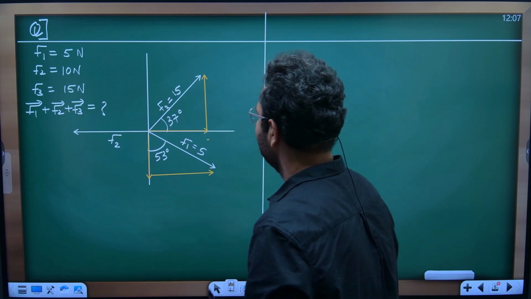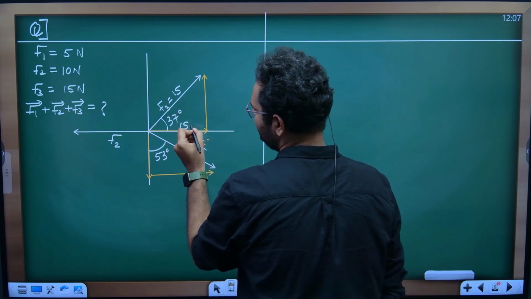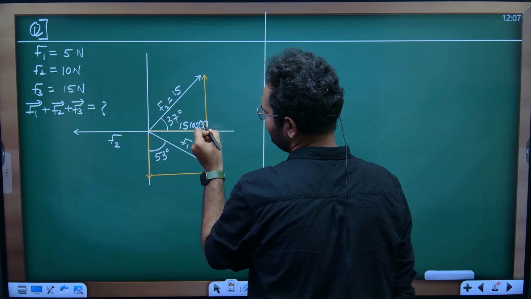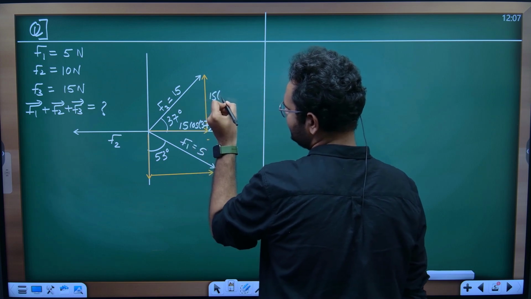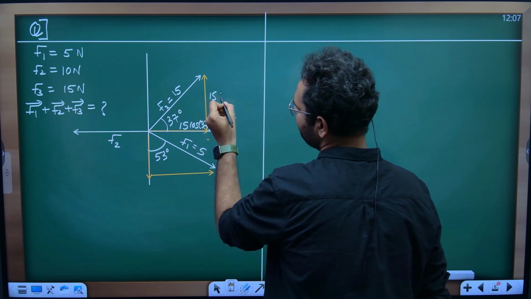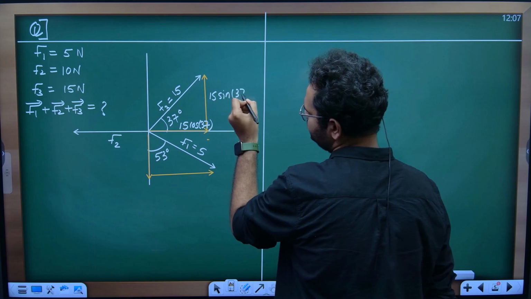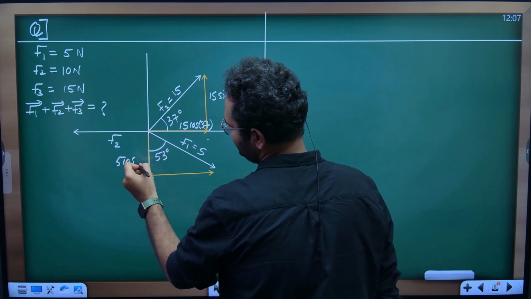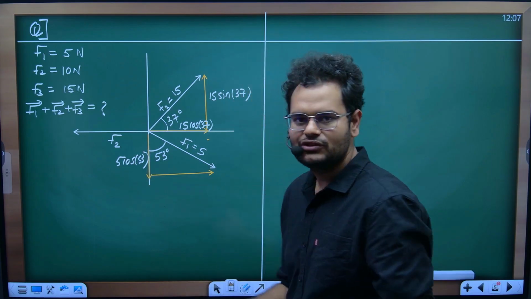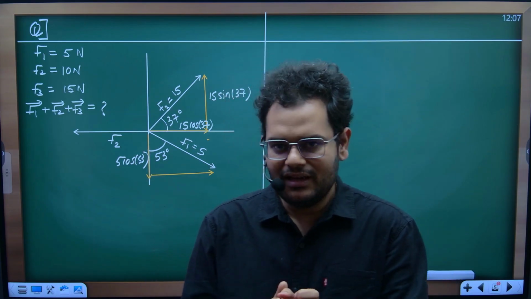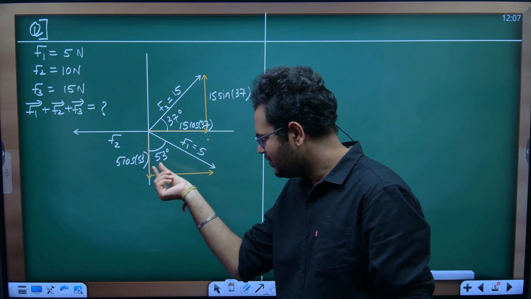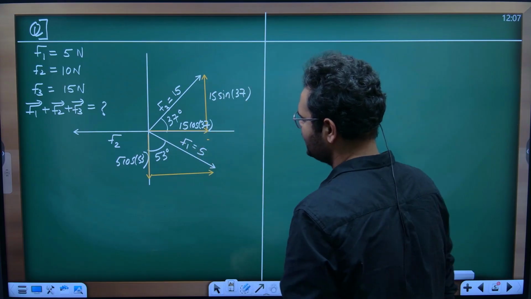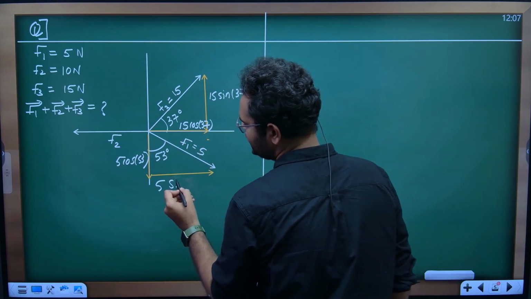So simply, what are the components, sir? This one is 15 cos 37. Excellent. This one is 15 sin 37. Then, what is this component? This is 5 cos 53. You got the logic of cos and sin, right? If the angle is with the hypotenuse, that component is the cos component. That's it. So this is 5 sin 53.